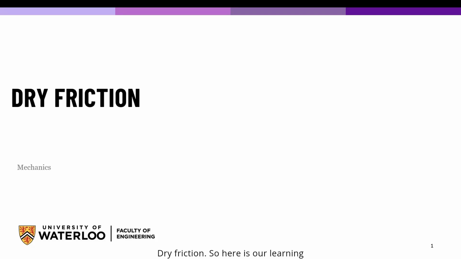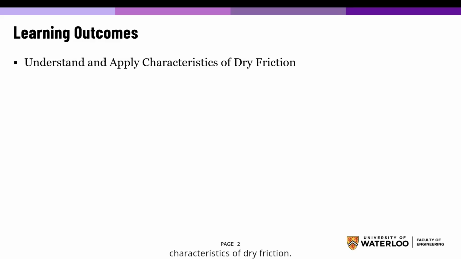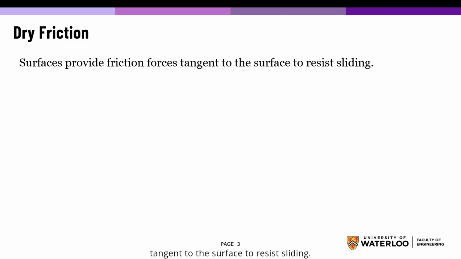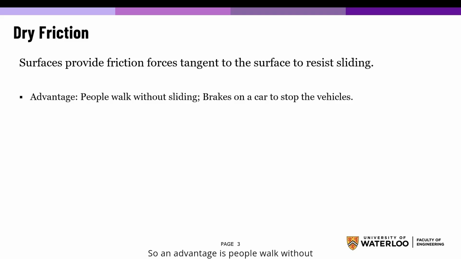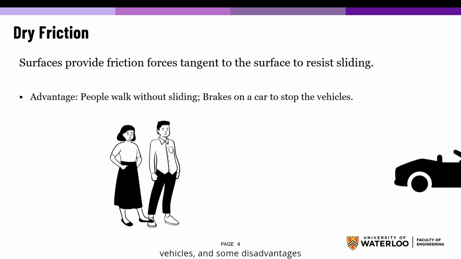Dry friction. So here is our learning outcome: understand and apply characteristics of dry friction. So surfaces provide friction forces tangent to the surface to resist sliding. An advantage is people walk without sliding, and brakes on cars stop the vehicles.